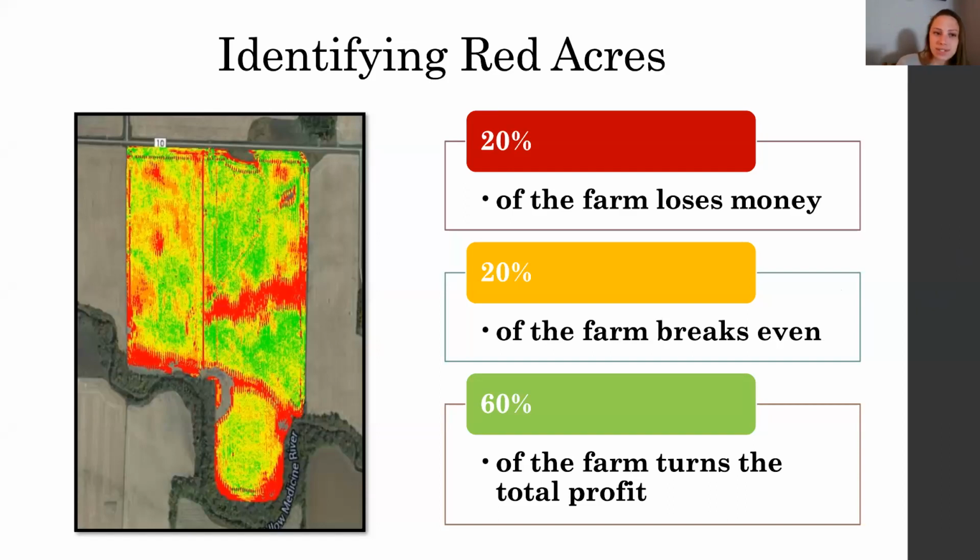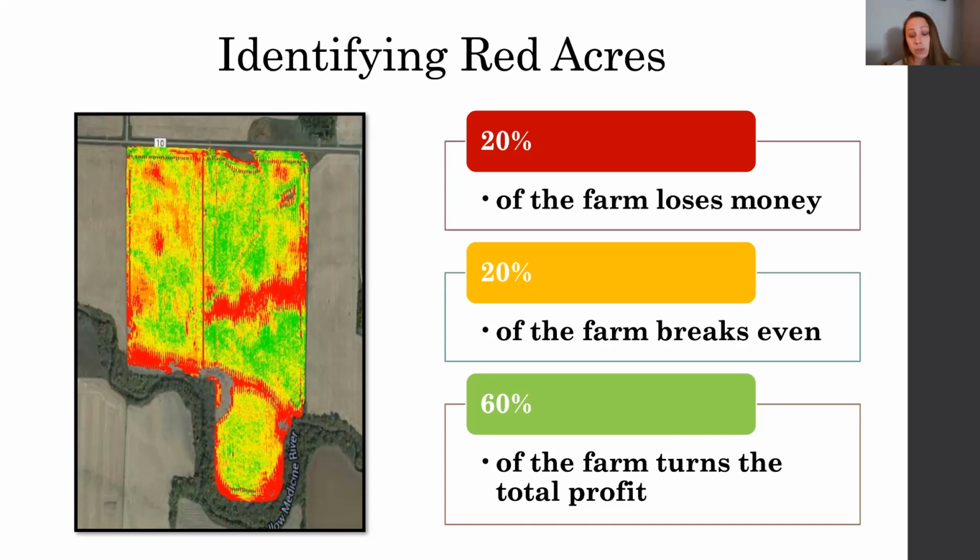Just as a general statistic to wrap our minds around what we're looking at on an average field across the nation, 20% of your farm is losing money, 20% is breaking even, and 60% of the farm is what's turning your profit. So as much as we would love to put conservation wherever we feel like it, really targeting the acres that aren't making us any money and doing something else with them is going to be the focus tonight.